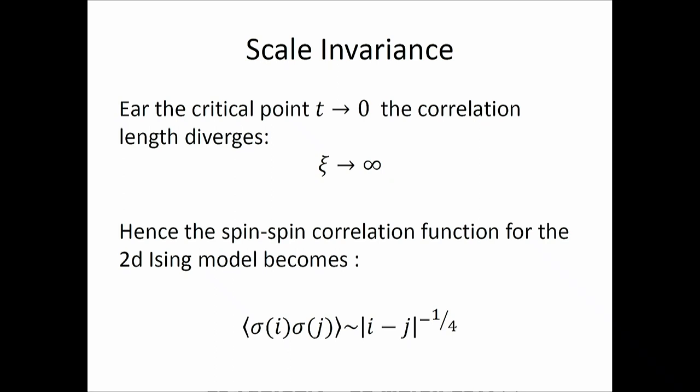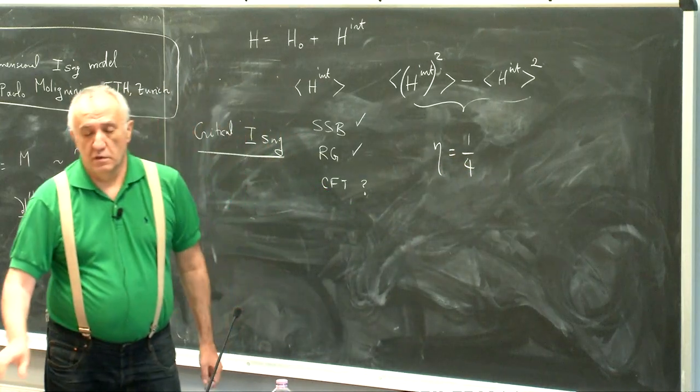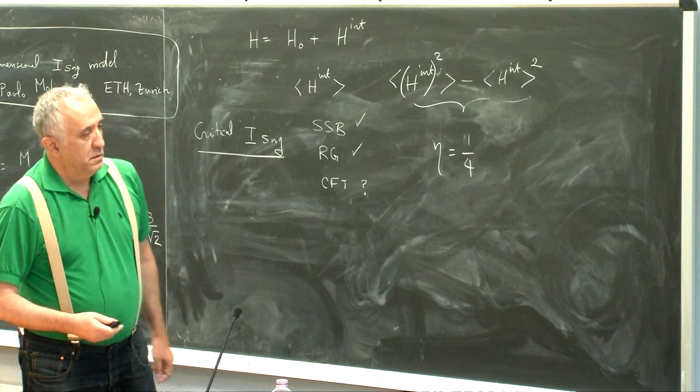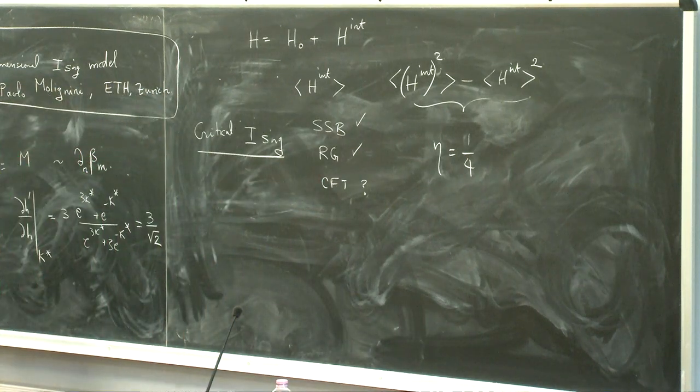I want to get this power of 1/4 out of conformal field theory. The whole point is, where does this 1/4 come from? This is one of the critical exponents. In fact, eta is equal to 1/4. So let's see how that can be done.